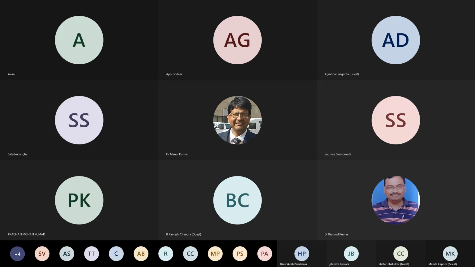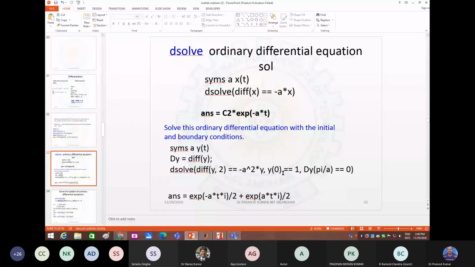When t is equal to 0 and dy by dt is equal to 0, then again this syntax is used here to find out the solution.